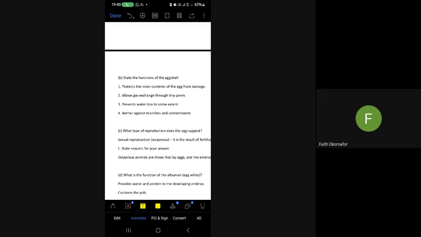Yes, ma'am. All right. So what type of reproduction does the egg suggest? It is sexual reproduction, because it is in sexual reproduction that eggs are produced. For asexual reproduction, it is just the plant part that is used, or division of the body of the organism. There is no need for egg formation.